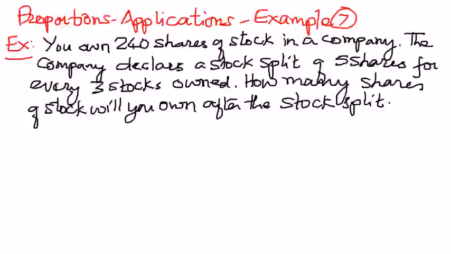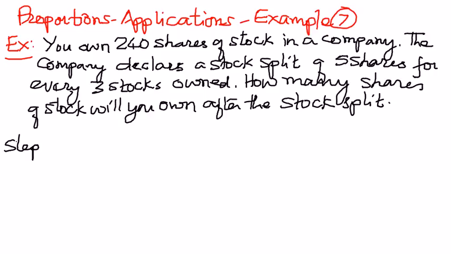Let us say you own 240 shares of stock in a company. The company declares a stock split of 5 shares for every 3 stocks owned. How many shares of stock will you own after the stock split? So this is what we have. And if this is the information we have, we want to be able to understand after the stock split how many shares we own.